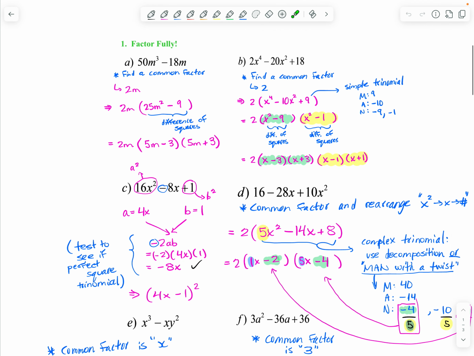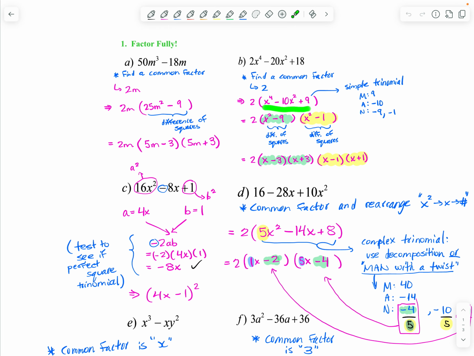All right, so factor fully. I've written it out here, but when it's two terms, always ask yourself common factor. So I factored out a common factor of 2m. My GCF is 2m. And then I have a difference of squares here. So I'll write that as a minus b, a plus b. Okay, that one's good. Here, common factor is 2. So I've factored that out.